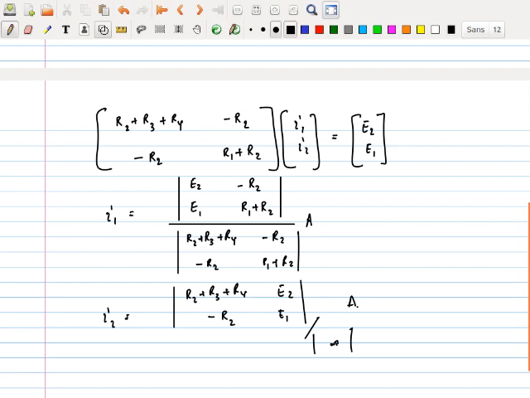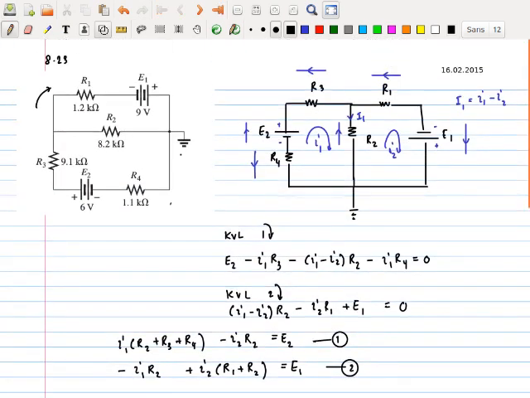So this is what we did previously. We are also going to do this. We had a problem on supermesh. We're going to do supermesh also, but before that, I want to ask you a couple of questions.